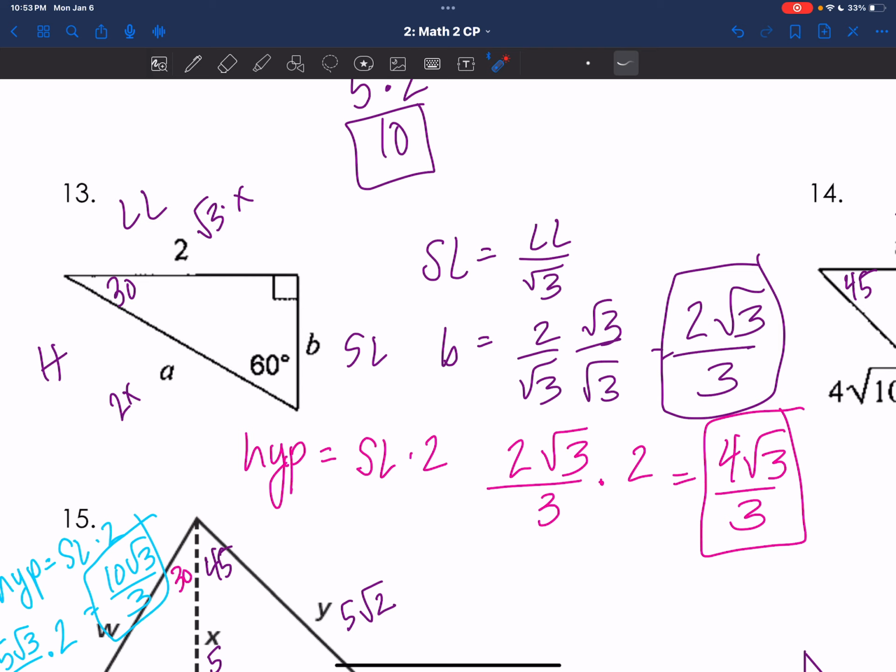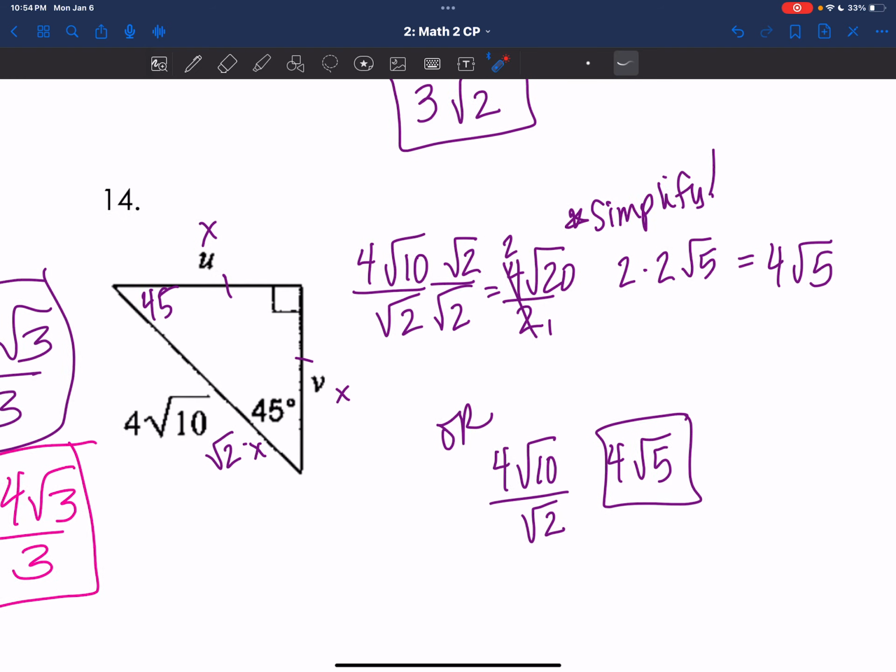Now the hypotenuse, all you do is take your short leg times 2. So here's our short leg times 2. Well, you go 2 times 2, which is 4, and we just bring this over and just bring this over, and that's it.